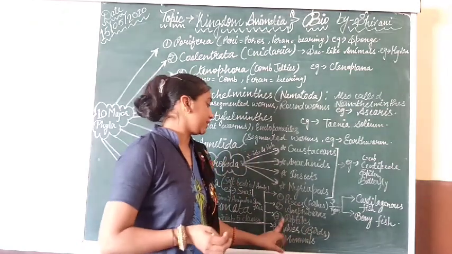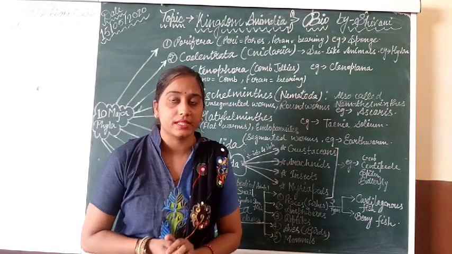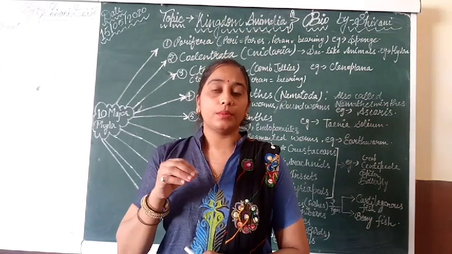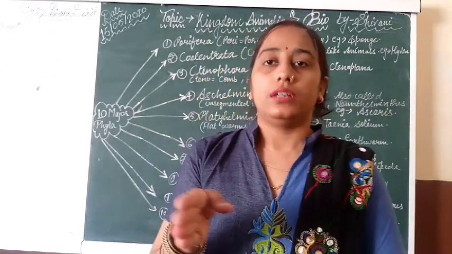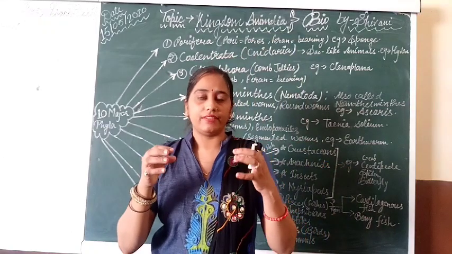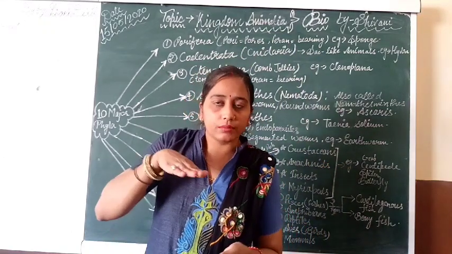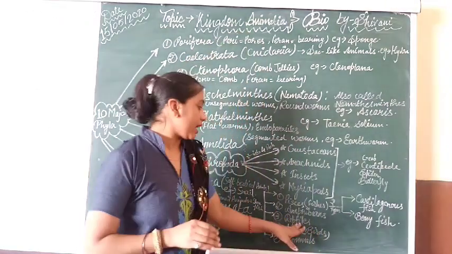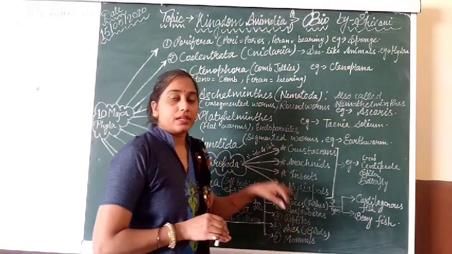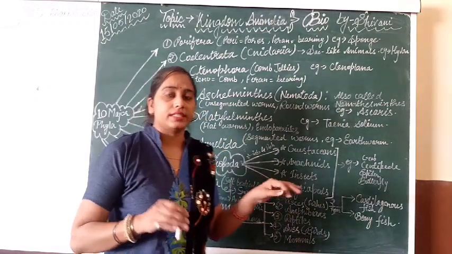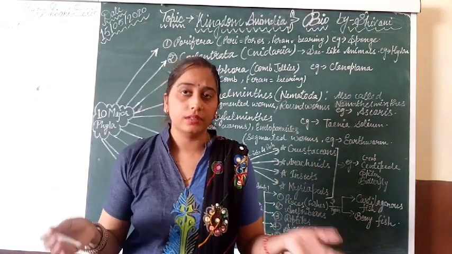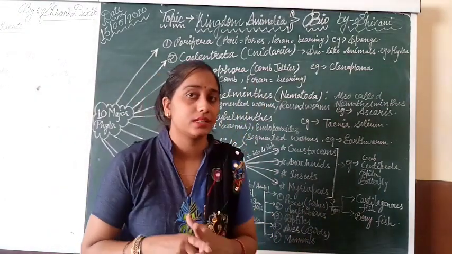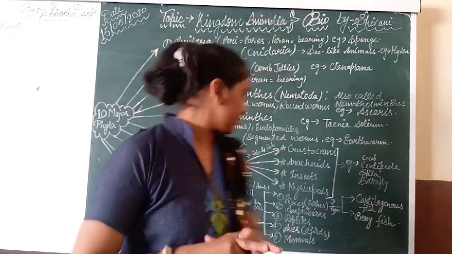Moving towards the next part, that is reptiles. Reptiles are the category of animals which crawl, moving with the dorsiventral side over the land, right? So these are called reptiles. Reptiles have examples like the snake, and another example of a reptile is the lizard, right?